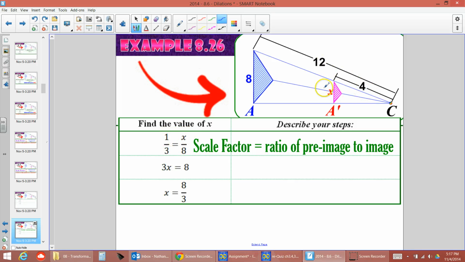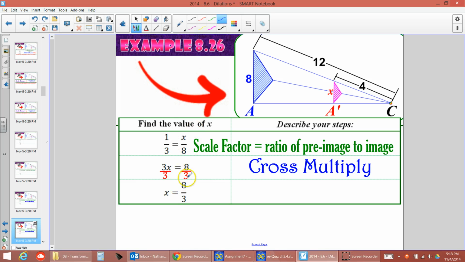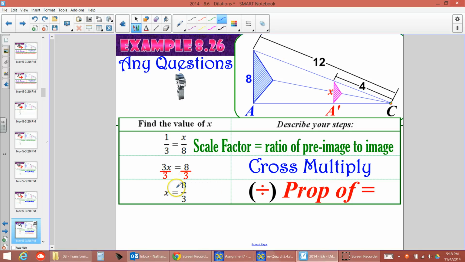1 is on top because it's part of the smaller piece. X is on top because it's part of the smaller piece. Now we go ahead and cross multiply, giving us 1 times 8 and 3 times x. And when we do that, we end up with... dividing both sides by 3 to get 8/3. So the value of x, not the scale factor, but the value of x is 8/3 long.